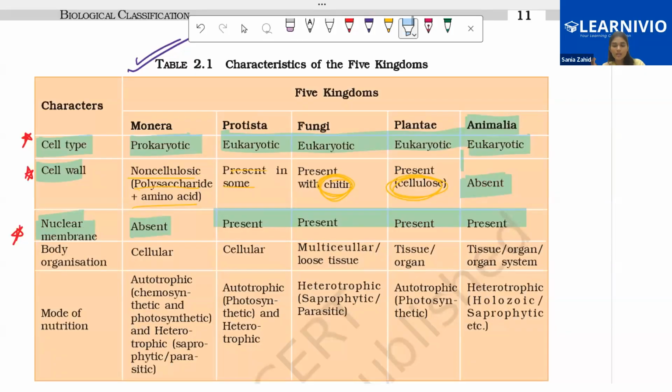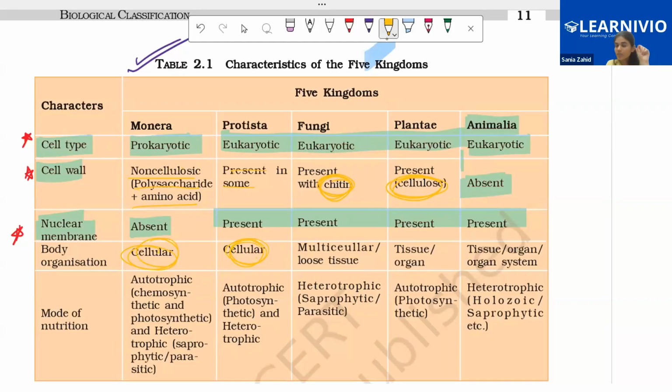Then we came to body organization. Now, what is the meaning of body organization? It basically means the simplest kind of thing that we have is a cell. So the body can be made up of a single cell also. For example, in bacteria and in various protists, the body is made up of a single cell. So that kind of body organization where it is made up of only single cells is known as cellular level of organization.